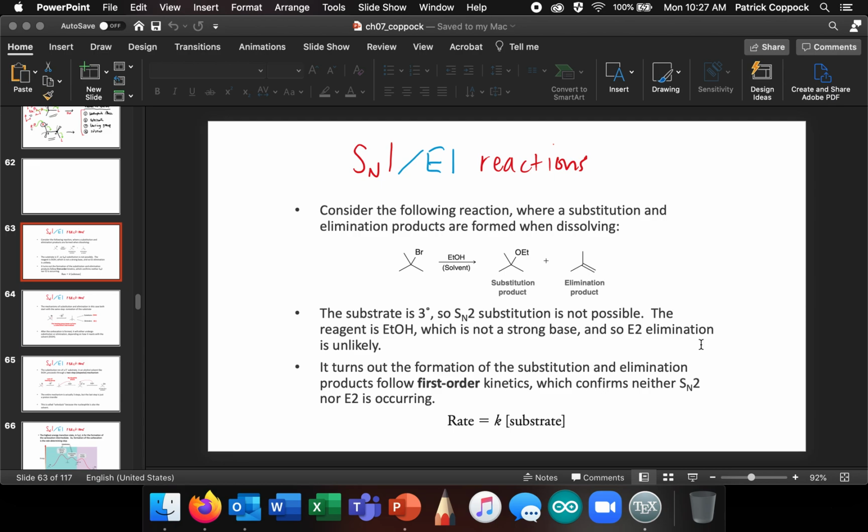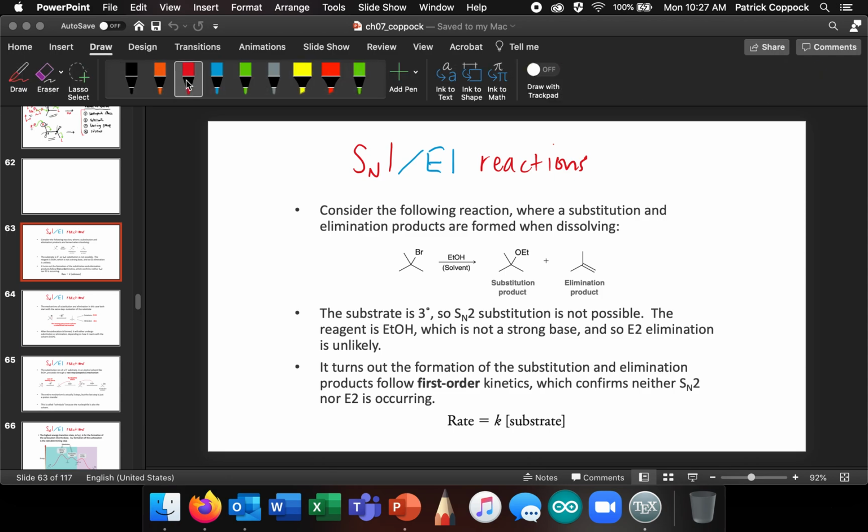Let's talk more about substitution and elimination reactions. Now we're going to talk about, this is super cool, SN1, right? No longer SN2, and E1 reactions, okay? So let's figure out why these reactions are called that.